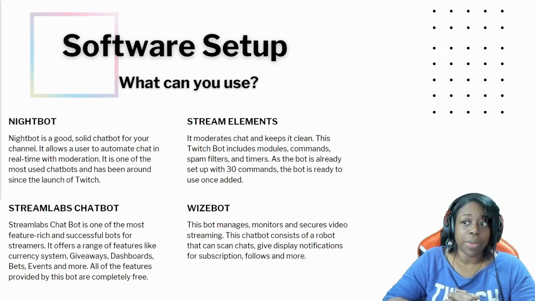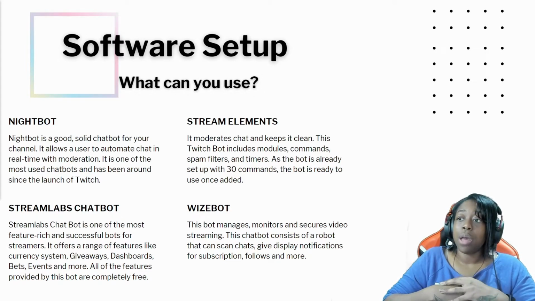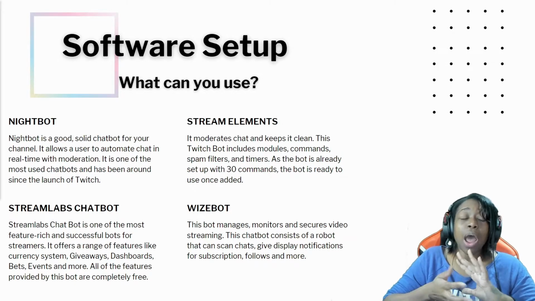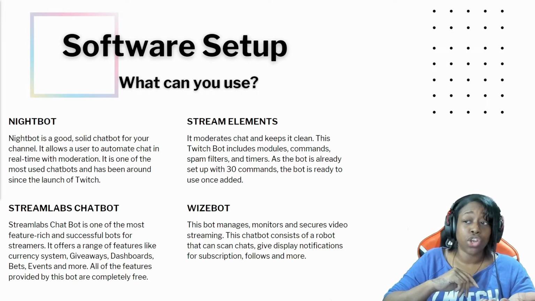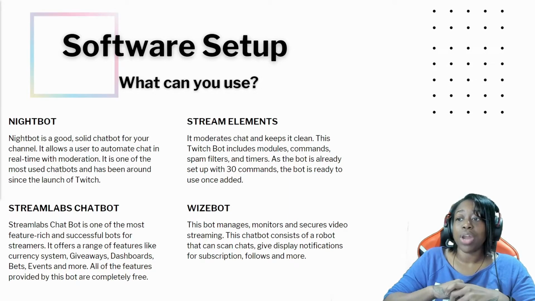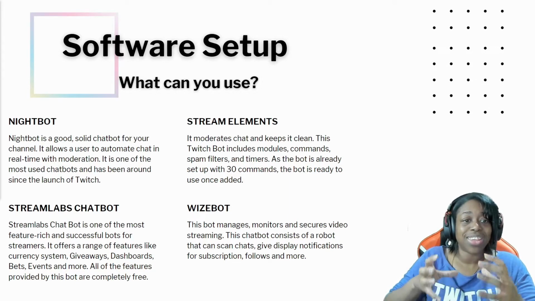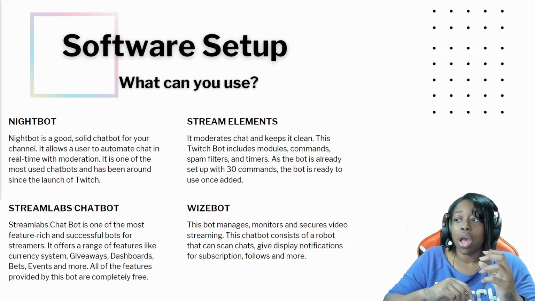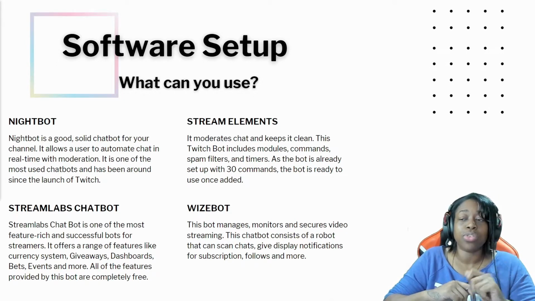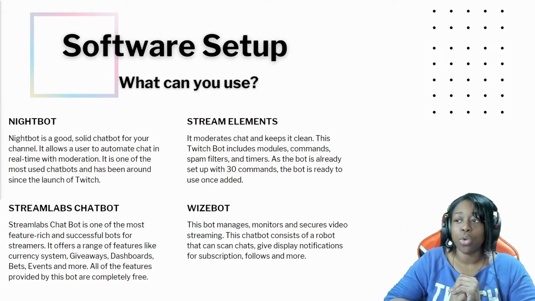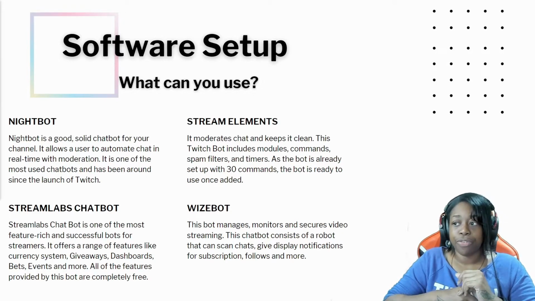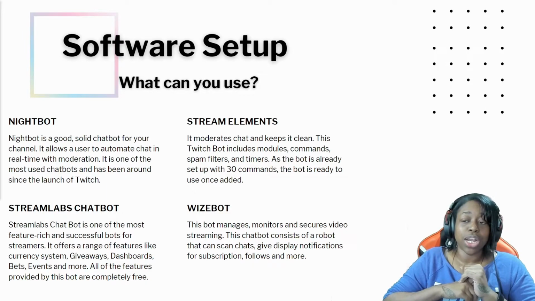The next one is Stream Elements. This is something that we use. It moderates chat and keeps it clean. This Twitch bot includes modules, commands, spam filters, timers, and a bunch of other features like our gambling feature that we have in the chat. And the bot is already set up with 30 base commands that most streamers will use. You can actually choose which ones you have on and off. It's a very simple process. You just turn it off and on, whichever one you want, and you can set it up however you prefer, and the bot is all there and ready to go.